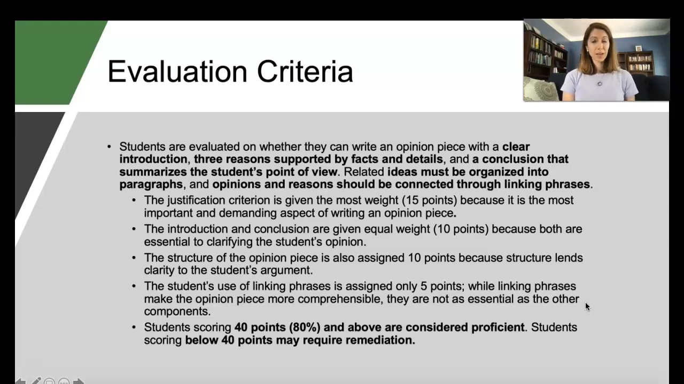You need to introduce your topic and then you need to wrap it up at the end. And those are of equal importance, so the teacher decided to give each of those criteria 10 points apiece. Then we also have the structure of the piece, and that's given 10 points. So there's no use in making a good argument if it doesn't have a clear structure. If a reader can't understand what you're trying to say, that's a problem. So structure gets 10 points. So then we have linking phrases, and that's only assigned 5 points on the rubric just because, well, linking phrases are important. They're not as essential as the other components being assessed, so that's why linking phrases is only assigned 5 points on the rubric.